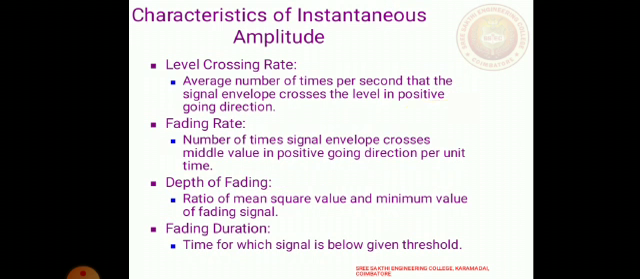Some of the characteristics of the signal amplitude are the level crossing rate and fading rate, depth of fading and fading duration. Fading duration is the time for which the signal is below the threshold. Depth of fading is the ratio of the mean square value and the minimum value of the fading signal. Fading rate is the number of times the signal envelope crosses the median value in the positive going direction per unit time.